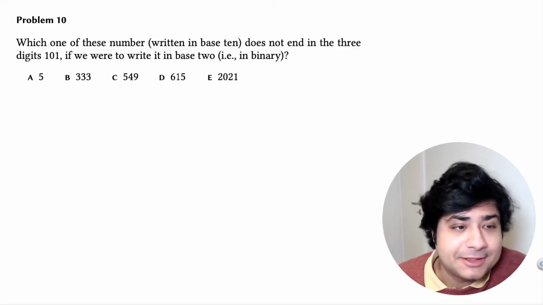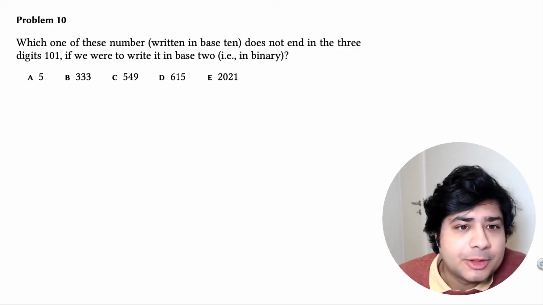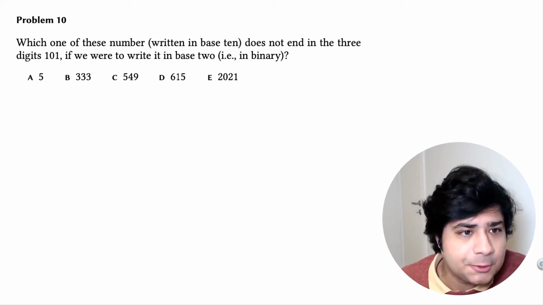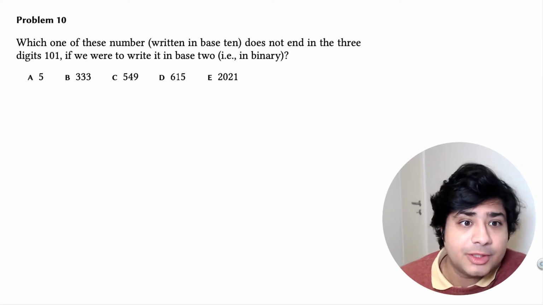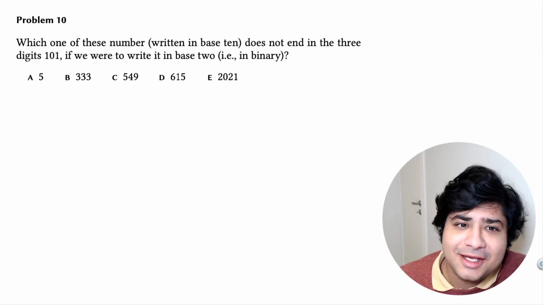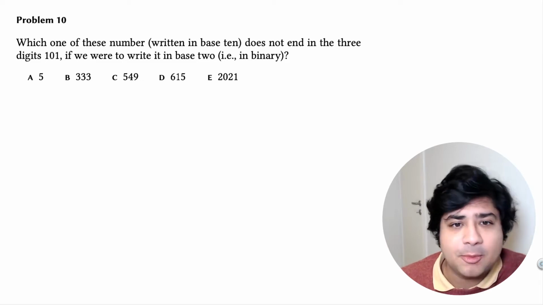Problem 10. Let's have a look. Which one of these numbers written in base 10 does not end in the three digits 101 if we were to write it in base 2, i.e. binary? Oh boy. I am not so sure if I like this problem.